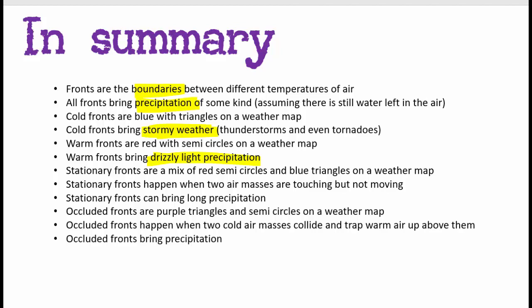Stationary fronts are a mix. They're red semicircles and blue triangles on a weather map. Stationary fronts happen when two air masses are pushed up against one another, but they don't have enough force to make them move. Stationary fronts can cause long rain for as long as they're stuck there. And the last one are occluded fronts. They're purple triangles and semicircles together, all purple on a weather map. Occluded fronts happen when two cold air masses collide and they trap warm air up above them. Occluded fronts also bring precipitation. So look for those on the news and you'll understand what's going on.